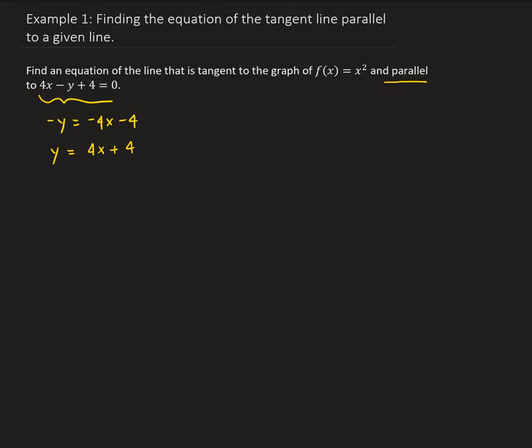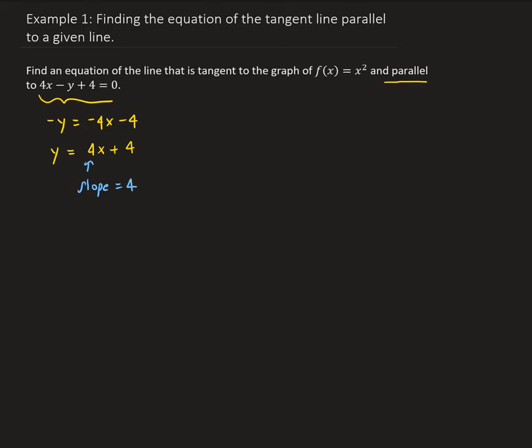So from here, we can identify the slope. The slope of this line is 4, which is here. So that means the slope of the tangent line is going to be 4, because that tangent line is parallel to the line that's given here.